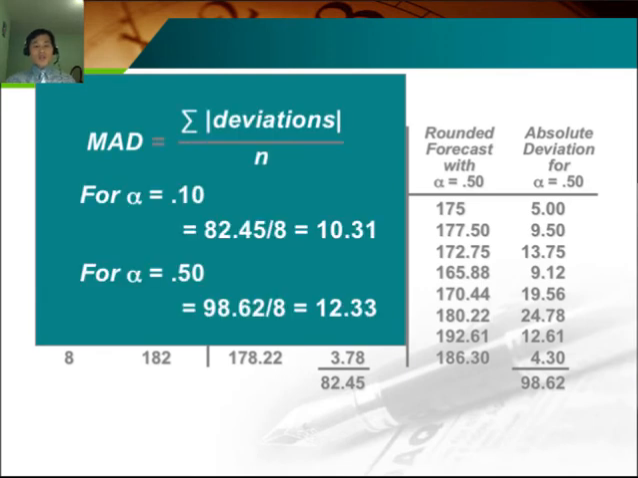So the straightforward one is MAD. MAD is simply the summation of deviations divided by the number of periods. So in this case, 82.5, which is the sum of the deviations, divided by 8, which is the number of quarters included in this model. And you have 10.31 as the MAD. You do the same thing for the second model and you get 12.33. Now you compare 10.31 and 12.33, which is lower? 10.31, right? So you want to choose the first model because that's producing less error for this forecasting.